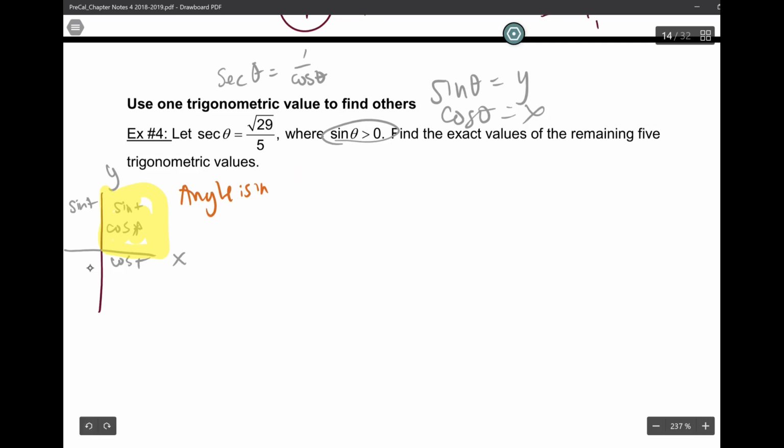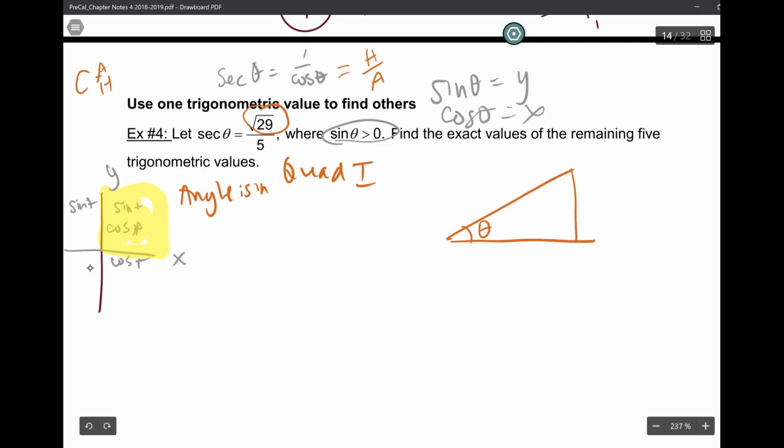So the angle's in quadrant 1, so the next thing we're going to do is draw a triangle. So let's see. Here's my theta. All right, secant is equal to 1 over cosine. Remember, cosine is adjacent over hypotenuse, which means secant is going to be hypotenuse over adjacent. So this square root of 29 is my hypotenuse, and my adjacent is going to be 5, right? The bottom adjacent is 5. So let's figure out what this other side would be.